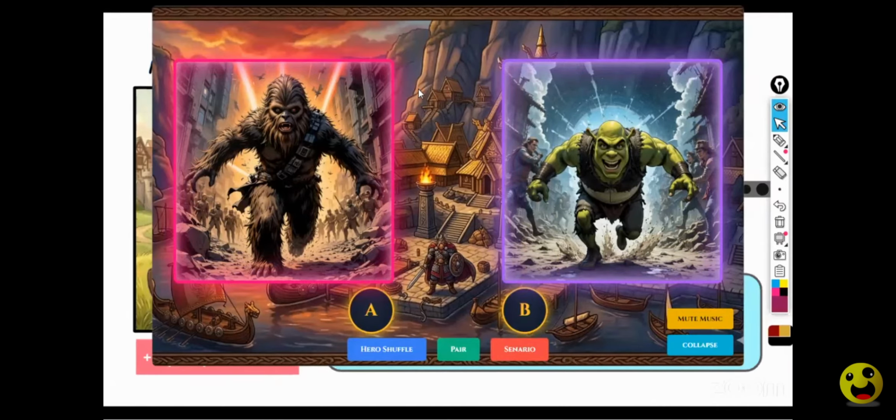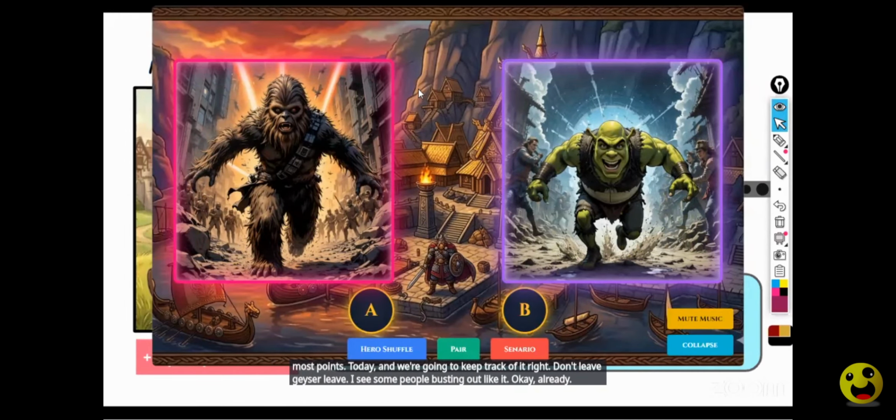Think on it. I'm going to launch the polls now, and then we're going to tally up the points to see which team came out with the most points today, and we're going to keep track of it. Don't leave, guys, don't leave. I see some people leaving like they don't care already. Stay, just a few more seconds. There's something important I need from you all, one more thing to discuss. I see some people leaving, but they won't get the important message.